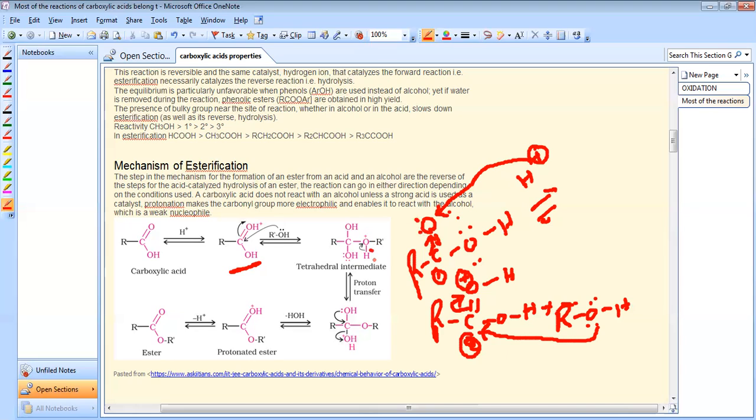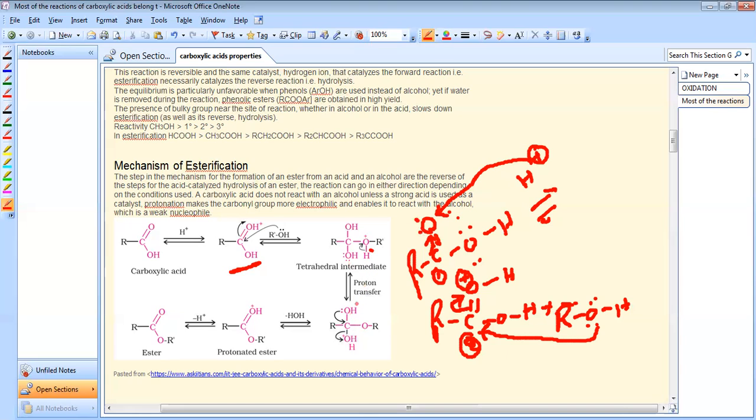Now this H plus again wants to attack either this oxygen or that oxygen. It was just removed from this oxygen atom, but here we have three nucleophilic centers: 1, 2, 3. This oxygen acts as the more nucleophilic, more electron-rich center because it is attached to the alkyl part. But instead of the H plus ion attacking this oxygen, it may attack another, and then the backward reaction takes place.